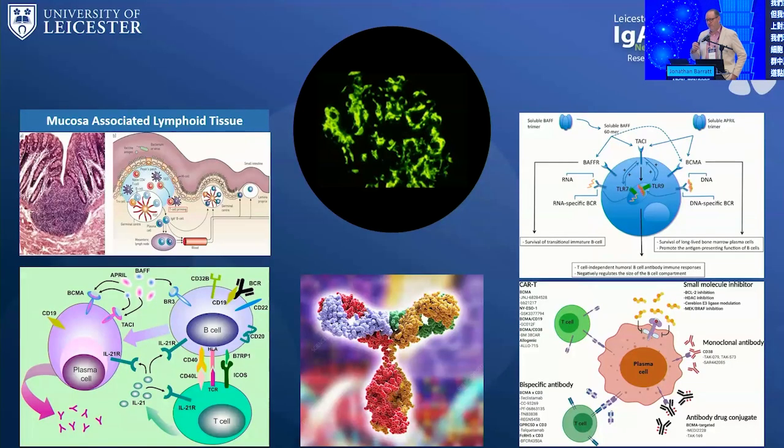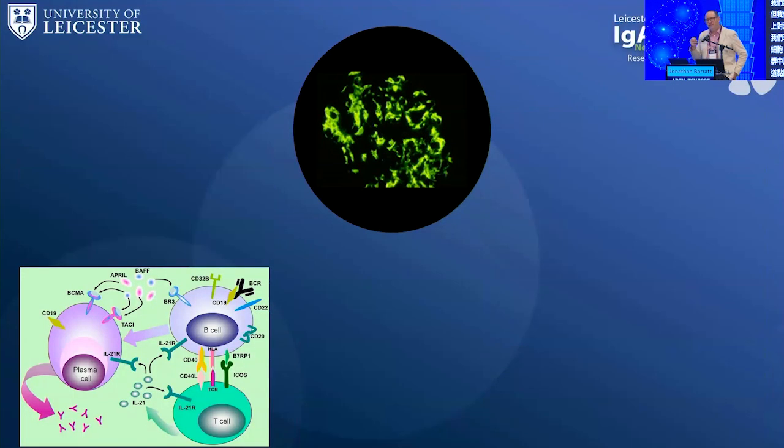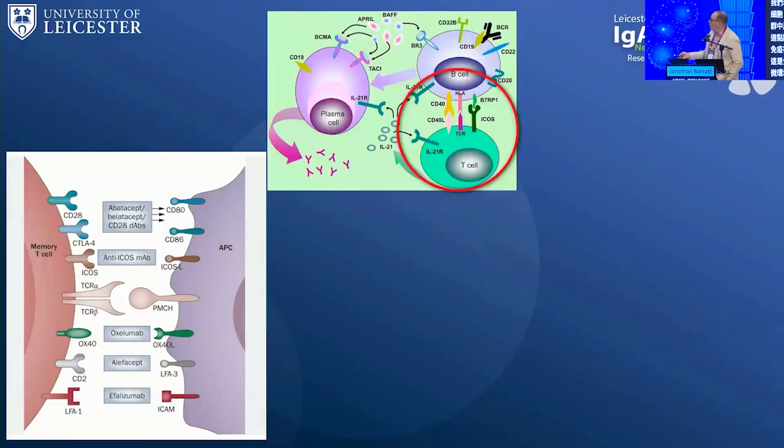But there are other approaches. How about targeting individual cell types? So we could target the T cells that provide co-stimulatory support. And indeed, there are a whole range of drugs that are being evaluated in a range of autoimmune diseases, and in particular transplantation, that are designed to block T cell help for B cells and antibody production. And this has not been explored greatly in IgA nephropathy.